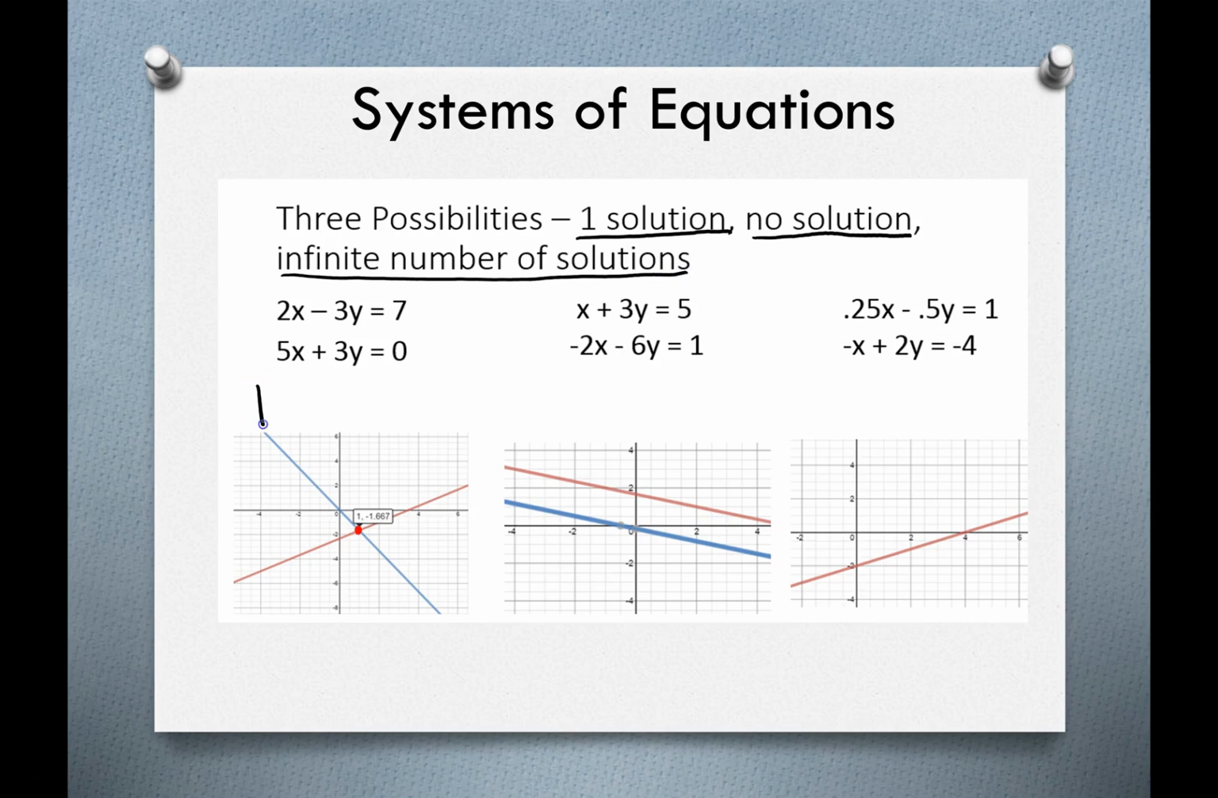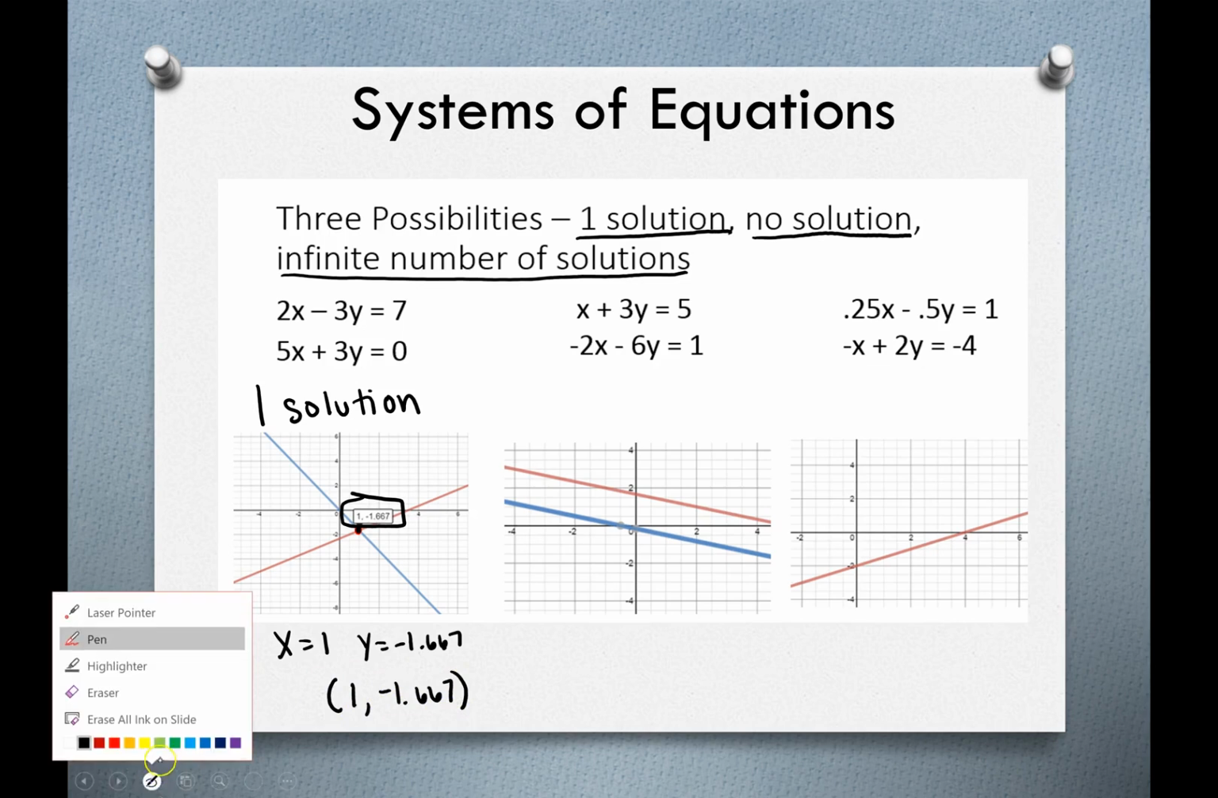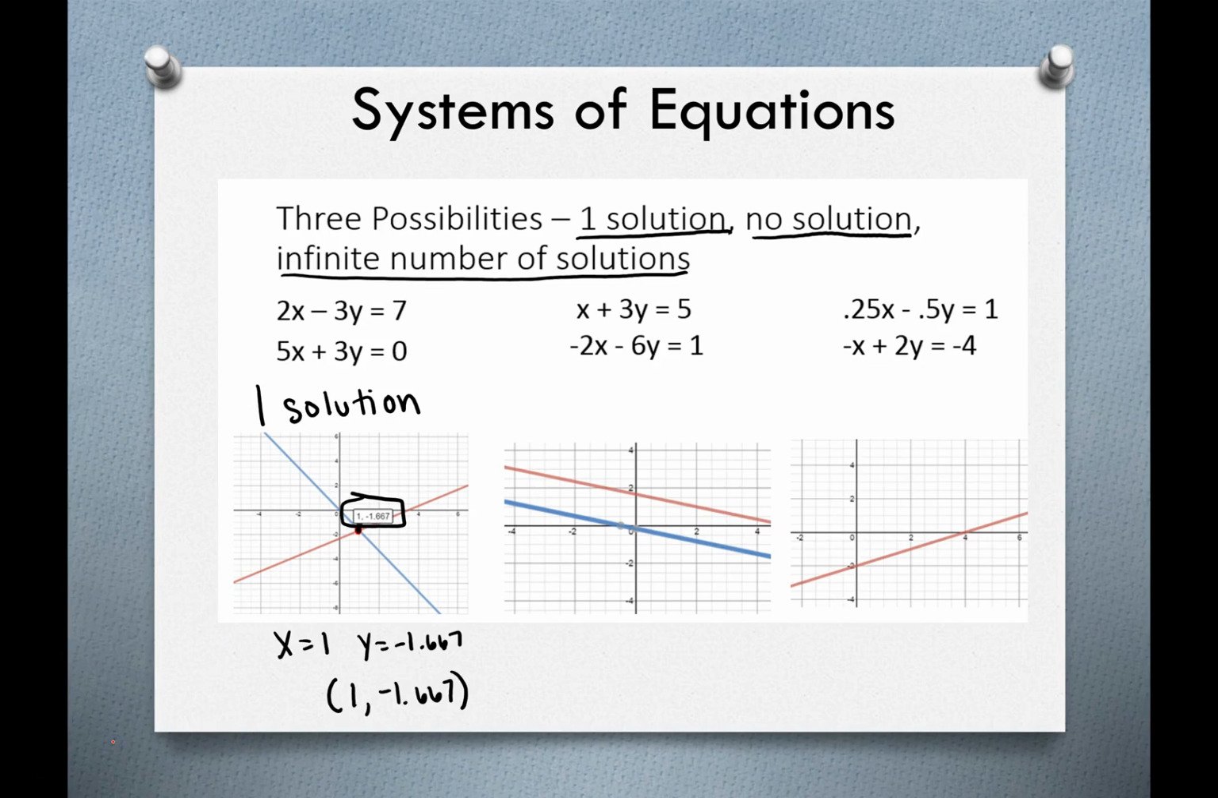In the case of one solution, you'd have two graphs that are just going to cross once. And this would be the answer to your solution. You would say x equals 1 and y equals negative 1.667, or you could give your answer as a coordinate. Doesn't matter to me. And what does this solution mean? This solution means that it's the only point that satisfies both equations. Again, what do I mean by that?